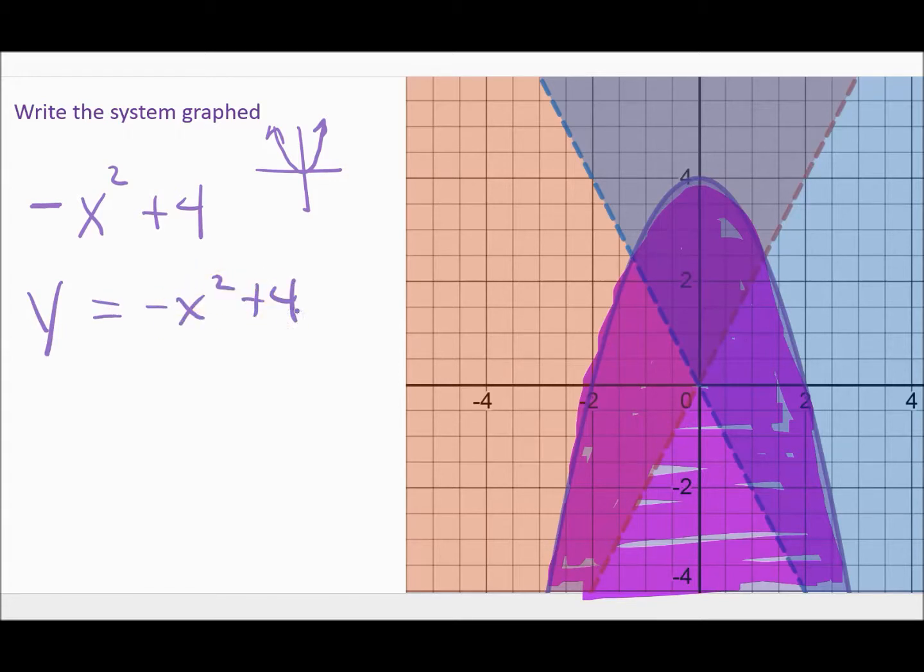Now again, did we shade above the parabola, which would be y is greater than, or did we shade below the parabola, which is y is less than? And we shaded below. Now next, we need an equal to. Why? Because it's a solid line.